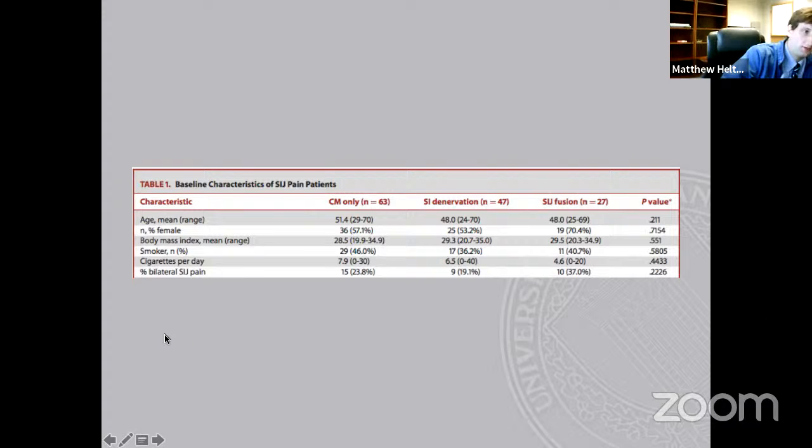For the baseline characteristics, there was no significant difference between any of the patients in any of these groups. Now, I do want to comment that these conservative management patients were the patients that also did not improve with conservative management initially. So the study may be a little bit flawed in that sense.